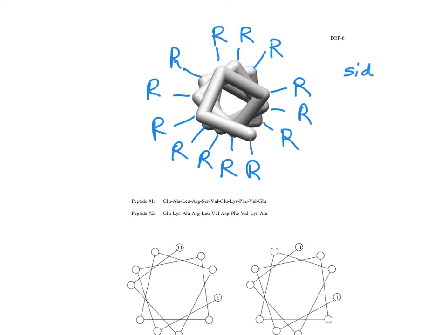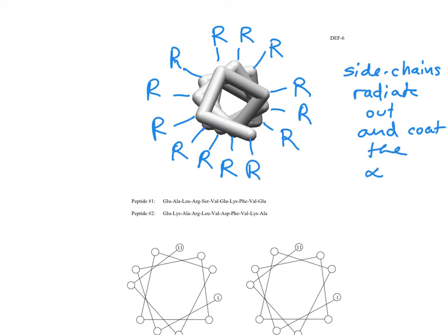Side chains radiate out and coat the alpha helix.